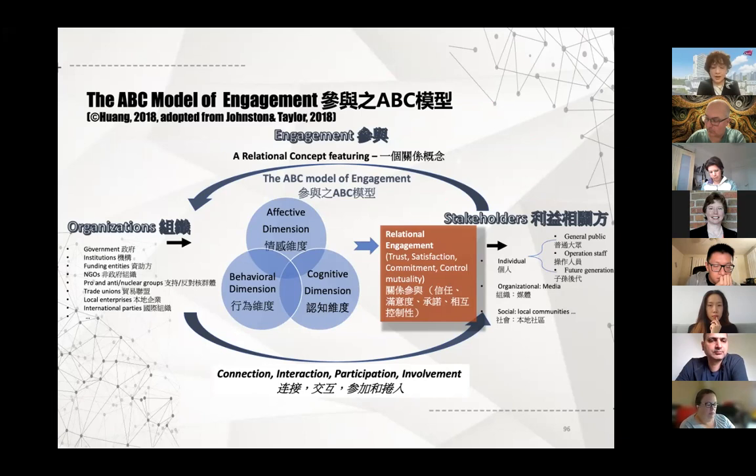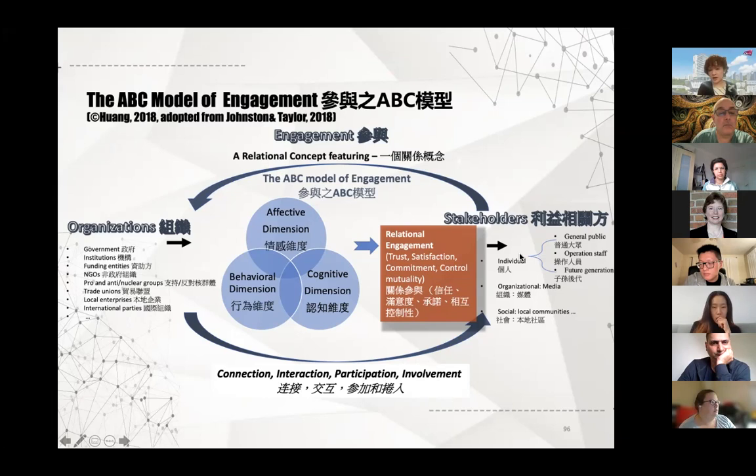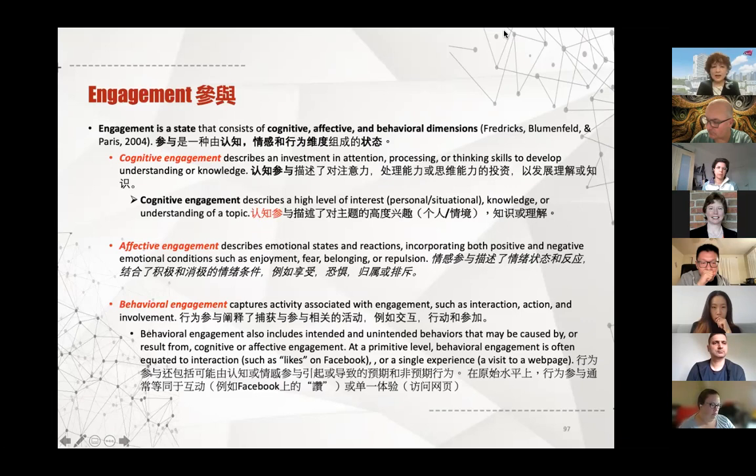In this model, several important features are emphasized. The first one is that engagement is a relational concept that emphasizes building relational characteristics, and I emphasize trust, commitment, satisfaction, and control mutuality between an organization and its stakeholders. Secondly, this model emphasizes achieving the goal of maintaining connection, interaction, participation, and involvement between an organization and its stakeholders. And the third one is that, according to the book, engagement is a state that consists of cognitive, affective, and behavior dimensions.